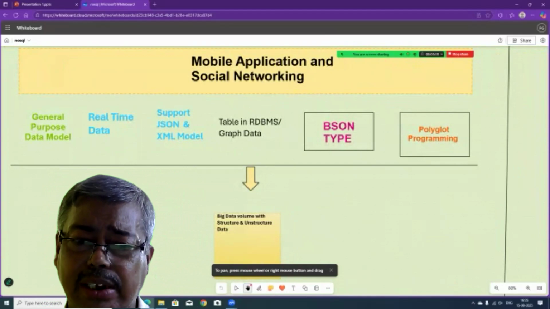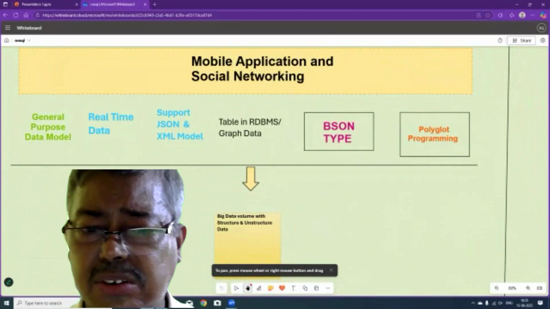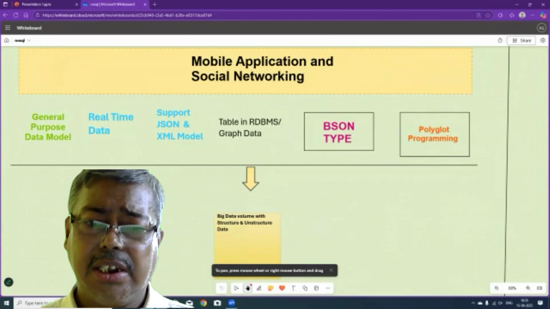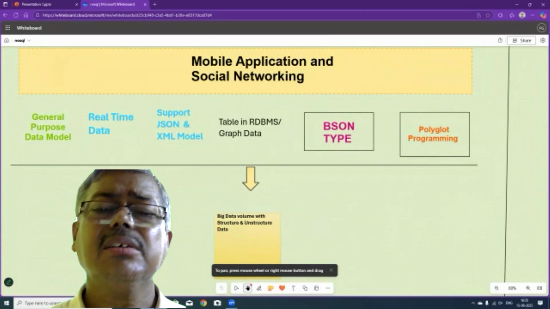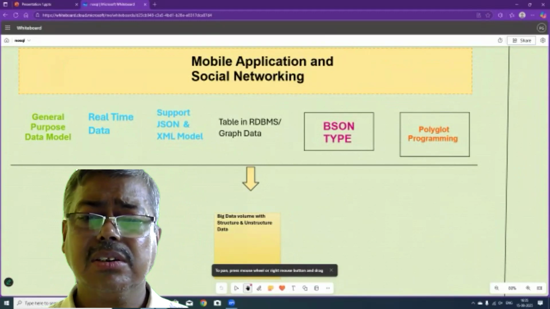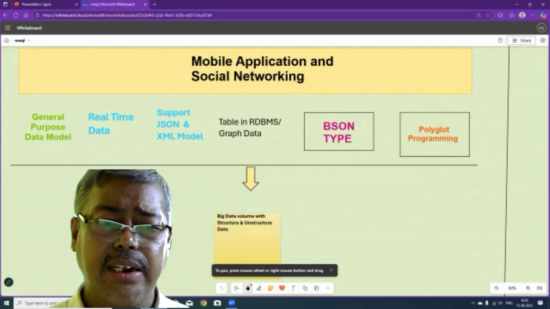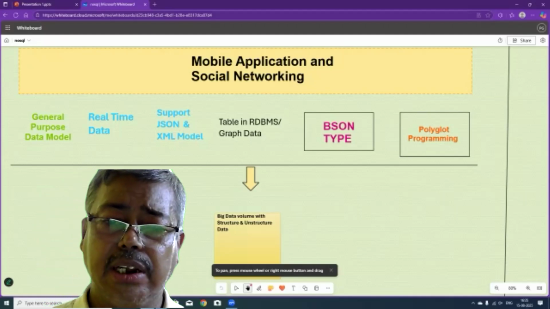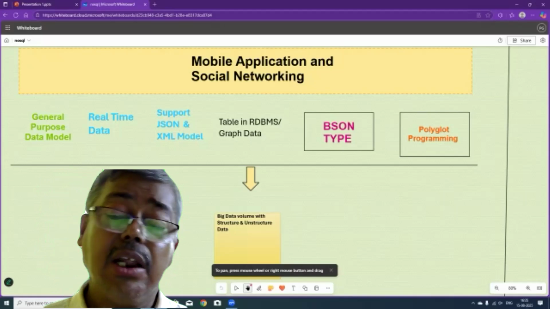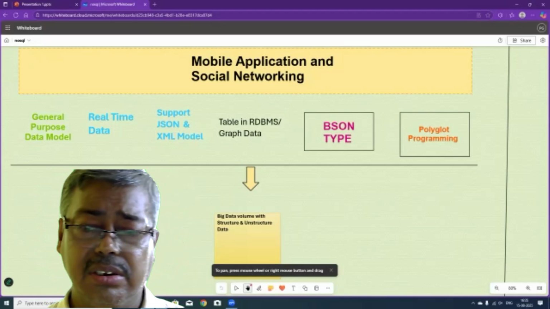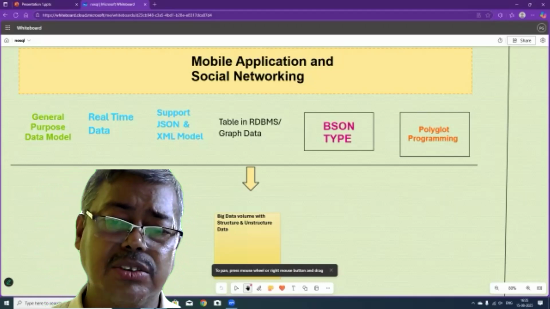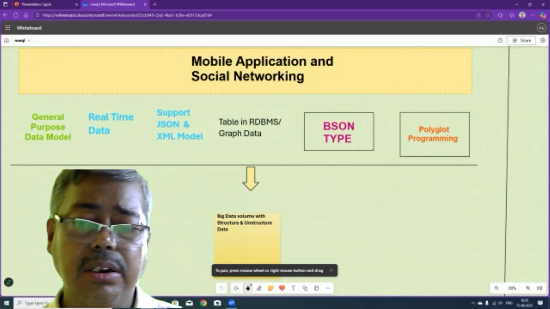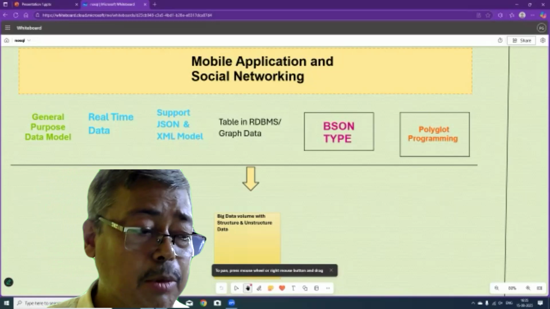Mobile application and social networking mainly give us various types of data: photos, JPG files, text files and others. Animation files are also there, and they support JSON and XML meta model. Real-time data is also there. There are also so many programming languages, that is Python, C++, Java, JavaScript, etc. So mobile application is a polyglot programming supporting application.